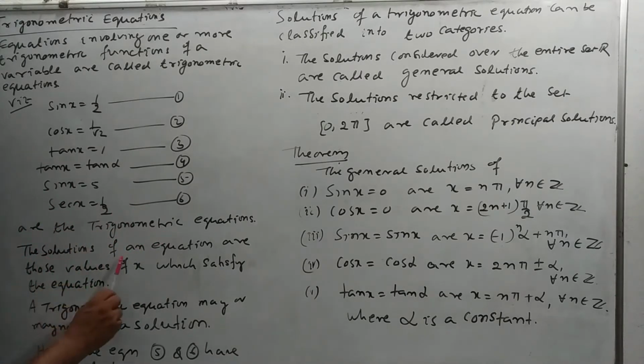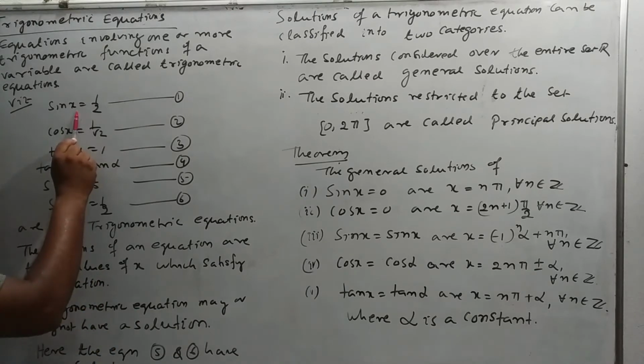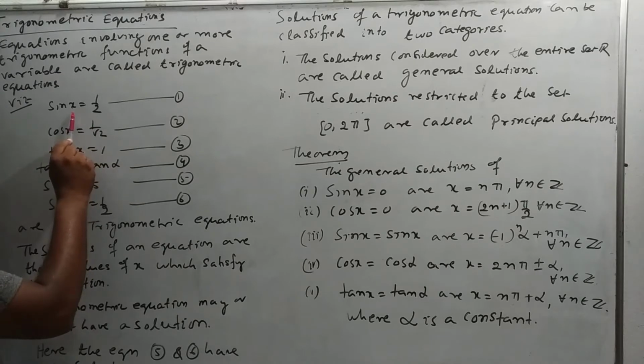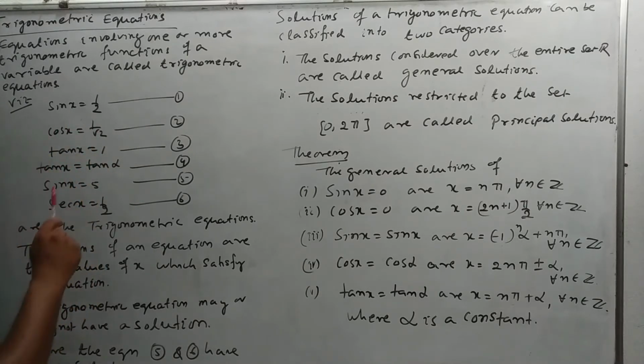The solutions of an equation are those values of x which satisfy the equation. Since sin 30 degree equals half, and sin 150 degree equals half, we have two values for x. Similarly for others. A trigonometric equation may or may not have a solution.